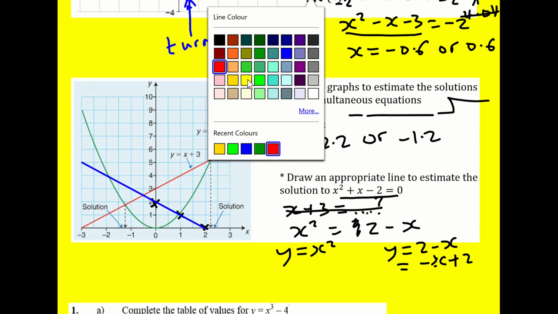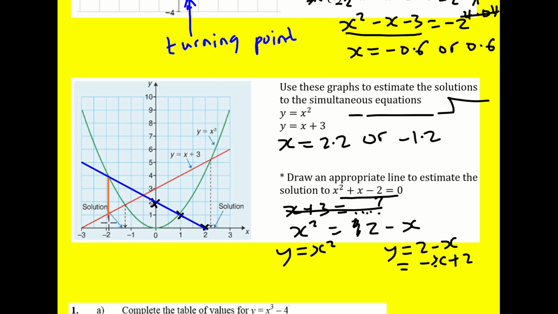I'm not going to use green or red actually. I think I'll use orange. And oh yeah, here's the other one. It's just slightly to the left of 1, I think. So if I read off, then I'm going to get -1.9 or 0.9. There we go, another example of solving equations graphically.